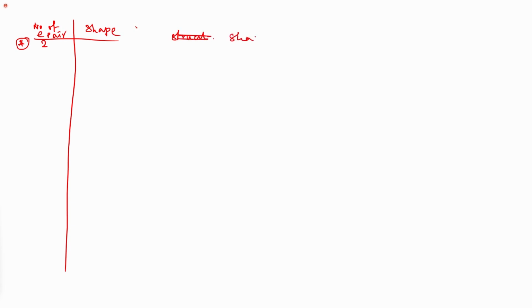This is the number of electron pairs, and this is the shape, the geometry. Okay, so first, the 2 is a linear.